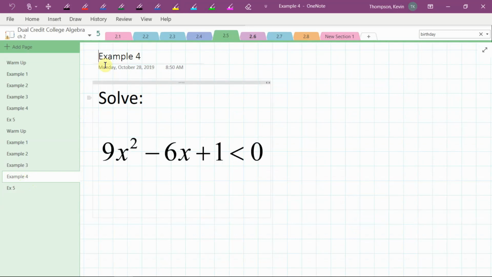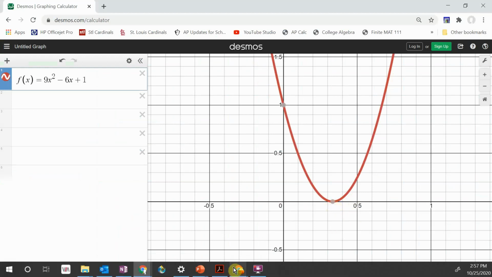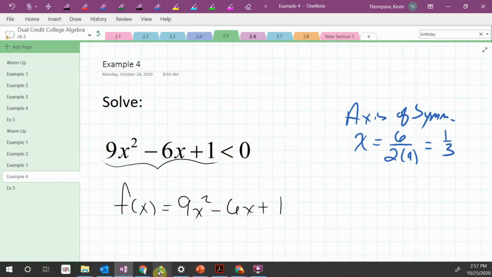So last example here, so we think about these questions. Why don't you try this one on your own? So pause the video, try it. So here's the graph, and so when you find that vertex here, it actually is also the x-intercept, and so the answer is 1/3 for that x-intercept. And so our question was, where is the graph less than 0?